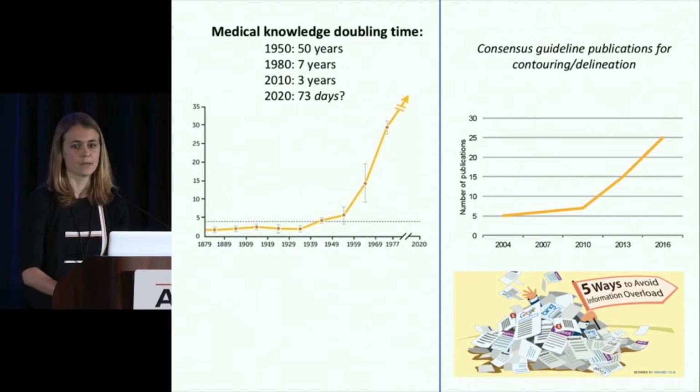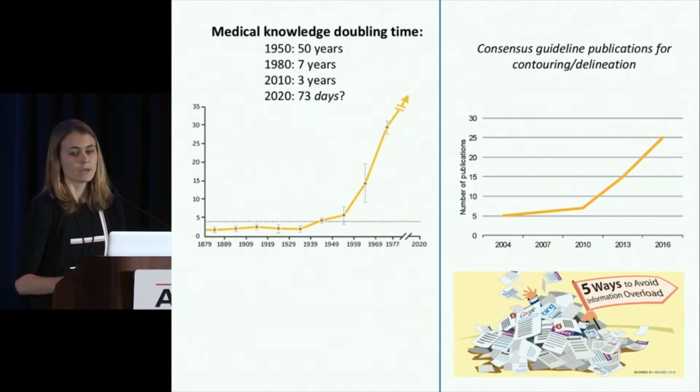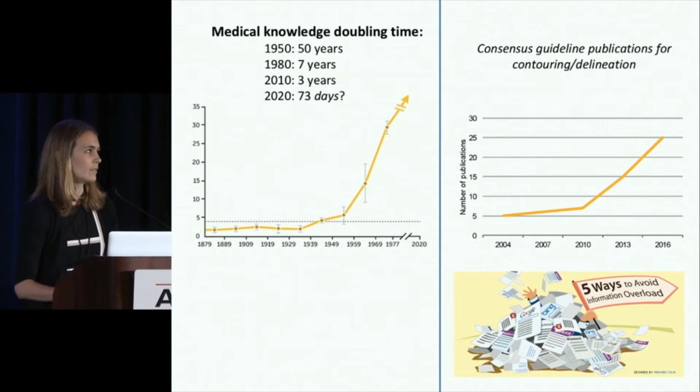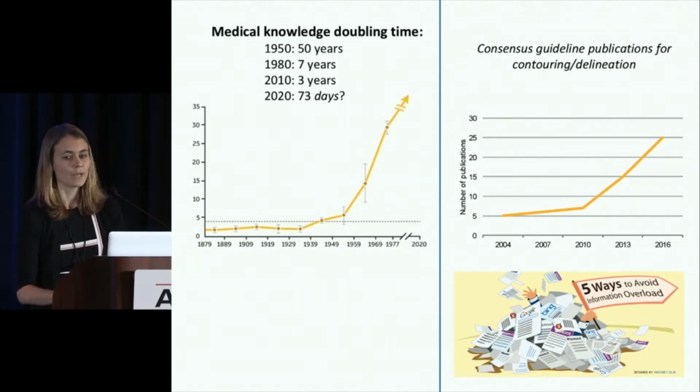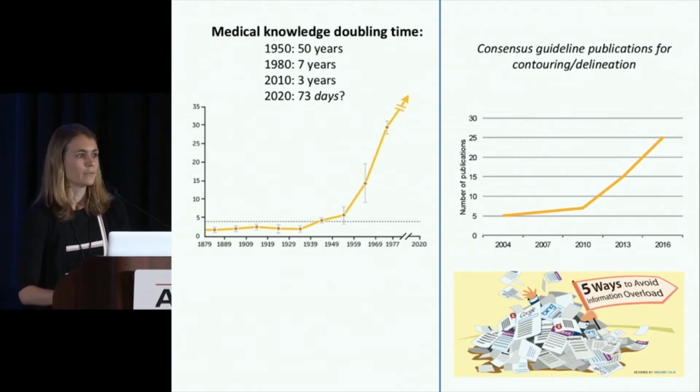Richard Zane presented a keynote at ASTRO this year, and actually mentioned this data on the left about medical knowledge and how it's rapidly increasing, and that in 1980, we thought that medical knowledge was doubling every 7 years, and by 2020, they're estimating that it could double within a few months. So I quickly looked at just how this actually impacts consensus guidelines. So in contouring, in the early 2000s, we started seeing the publication of these consensus contouring guidelines in the literature.